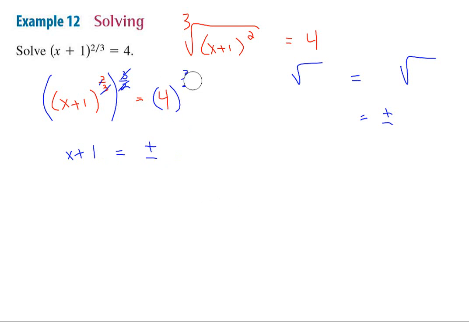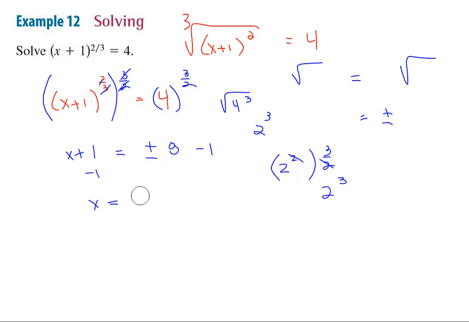So let's simplify this. Now remember, there's a few ways to do this. You can change this to a radical. This means the square root of 4 to the 3rd. What's the square root of 4? 2 to the 3rd power, so that would give you 8. So that's one way to do it. Or the other way, you could do 2 squared to the 3/2 power. And when you multiply exponents, the 2's cancel, 2 to the 3rd, that gives you 8. Then minus 1. So what are our two solutions? Positive 8 minus 1, negative 8 minus 1. So we end up with 7 and negative 9.